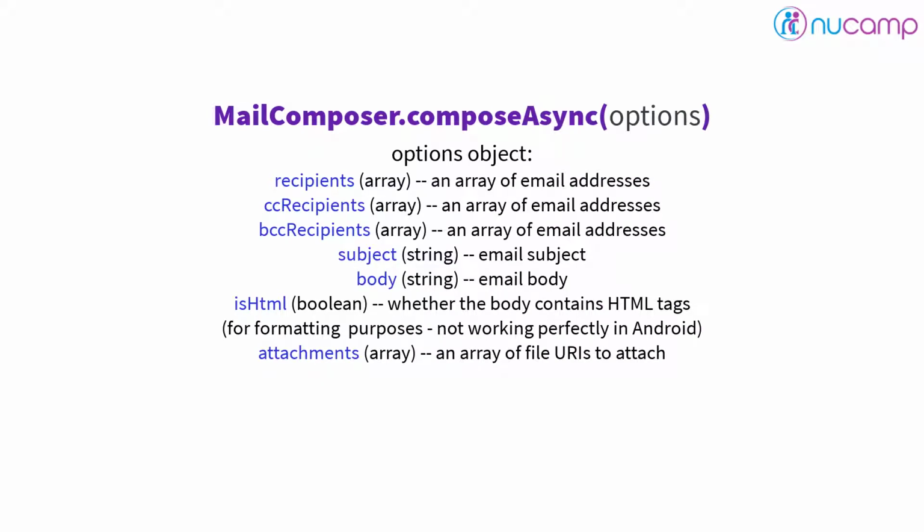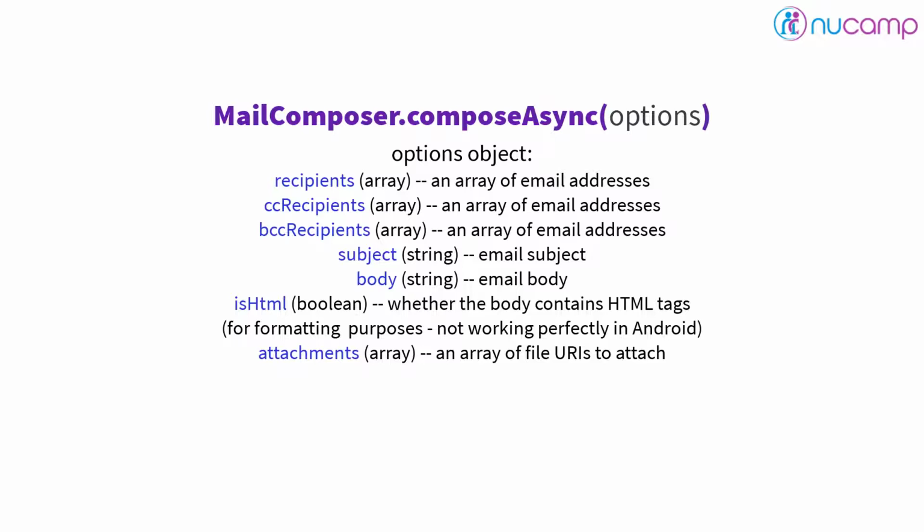Recipients, which is an array of email addresses that specify the recipients. CC recipients, which is an array of email addresses for the CC carbon copy field. BCC recipients, an array of emails for the BCC blind carbon copy field. A subject property, which is an email subject. A body property for the email body, and an isHTML Boolean property to say whether the body contains HTML tags or not, and this is used for formatting purposes, but note that this does not work perfectly in Android. And there's one last property, attachments, which is an array of file URIs to attach.